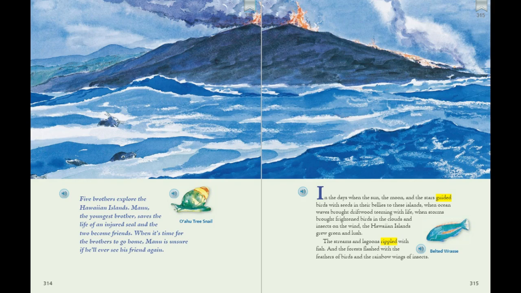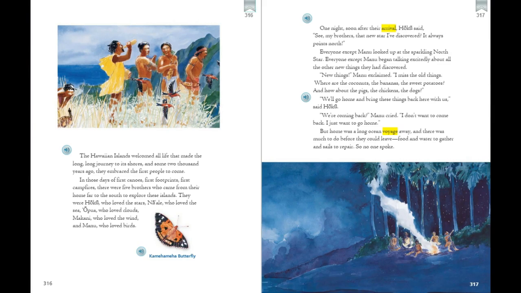Now that you've read Dog of the Sea Waves, let's think about what we read and make sure that we understand. All right? So, how do the illustrations of the ahawa tree snail and belted rossi contribute to the story? What have you learned about Manu's character?